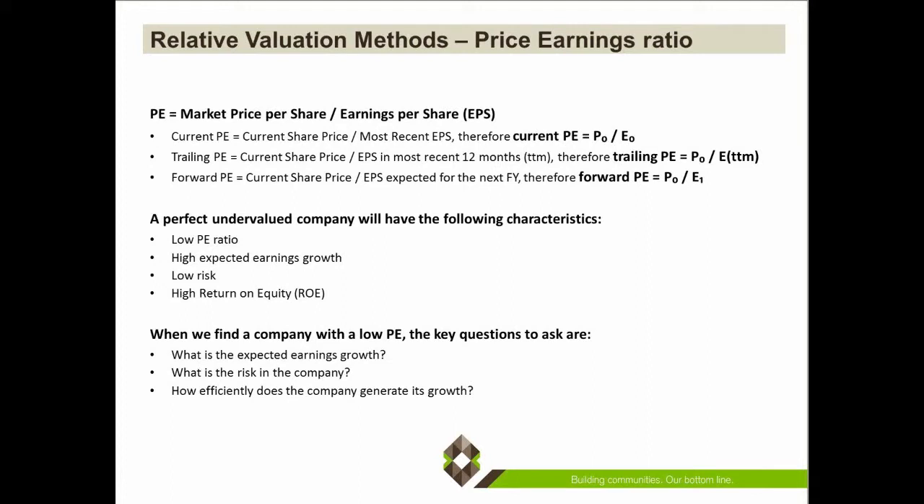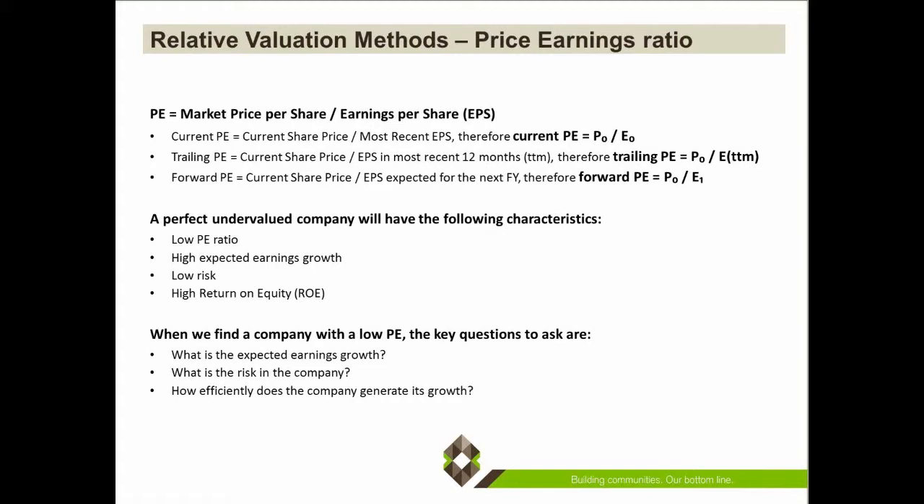So if we start with the price earnings ratio. Your PE ratio is your market price per share divided by your earnings per share. Now, in the market, we have different terms for PEs. You get your current PE, which is your current share price divided by your most recent earnings per share. Your trailing PE, which is your current share price divided by your earnings per share in the most recent 12 months. And then your forward PE is quite critical to look at in terms of growth.